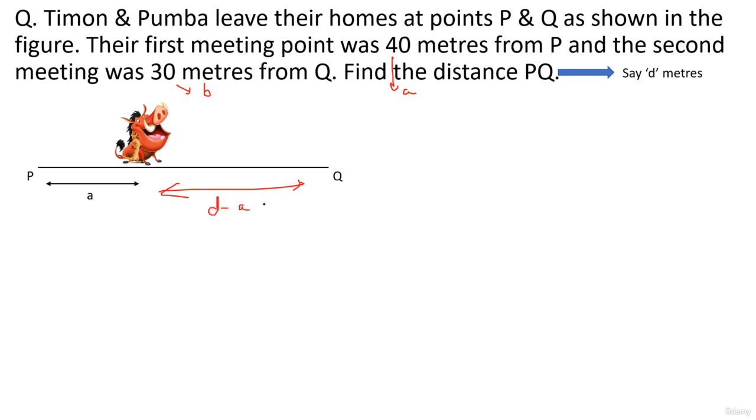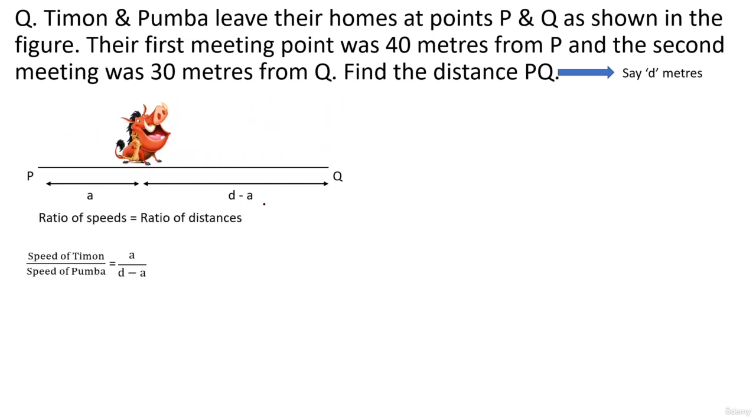But both are traveling for the same time. You can observe this, guys. See, both are traveling for the same amount of time. Whenever time is the same, the ratio of speeds is the same as the ratio of their distances, right? So speed of Timon is to speed of Pumbaa will be the same as A divided by D minus A.